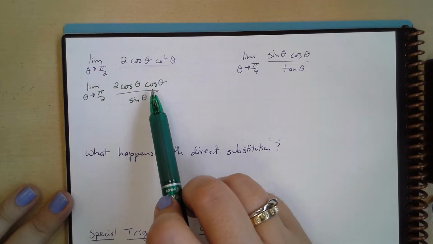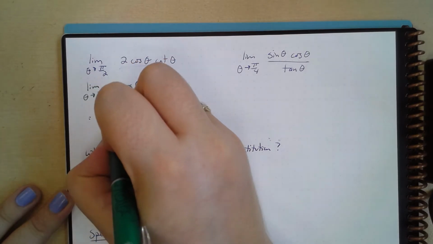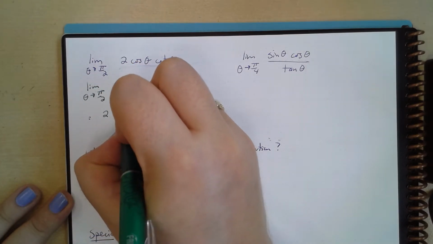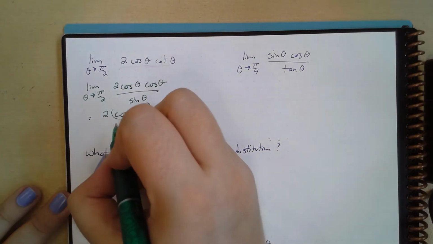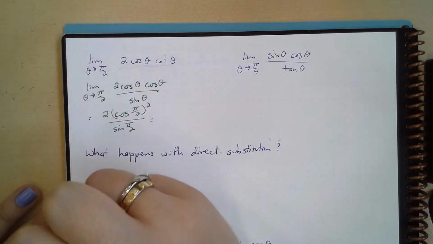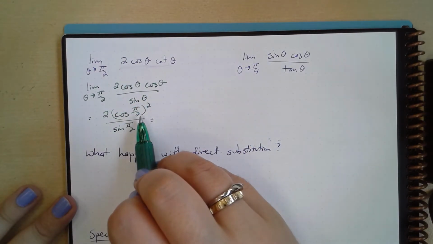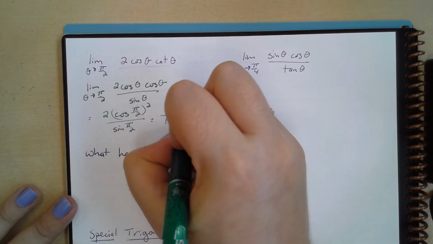as cosine over sine. So now this is equal to 2 times the cosine of pi over 2, quantity squared, right? I've got cosine and cosine there, all over the sine of pi over 2. So cosine of pi over 2 is just 0, right? So we've got 0 over 1, that's just going to be 0.